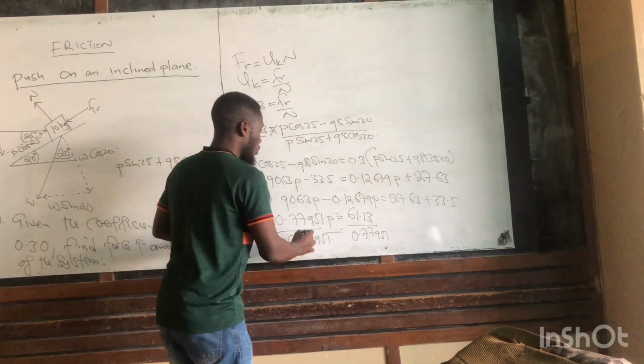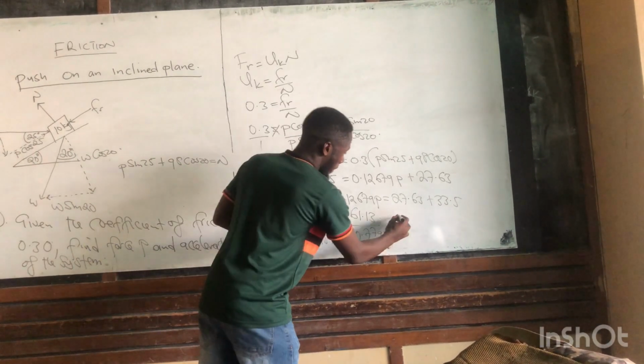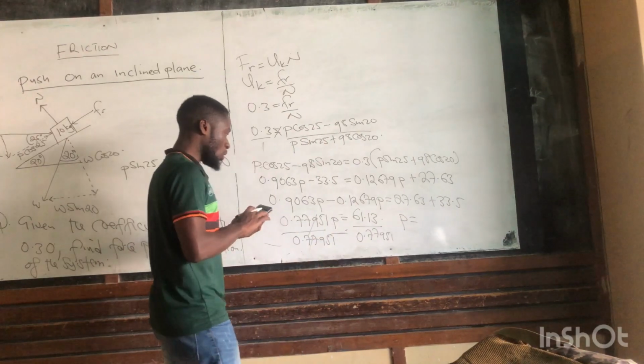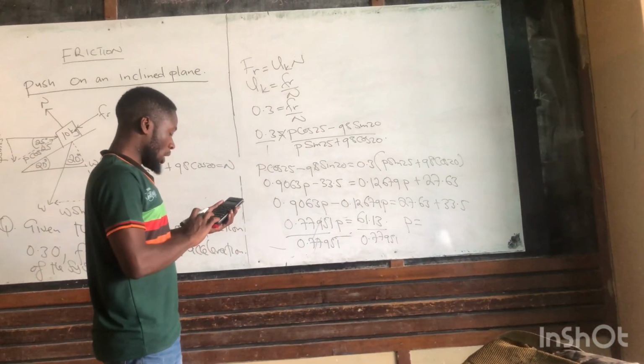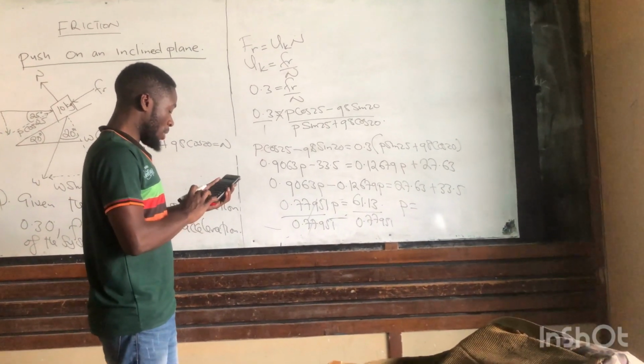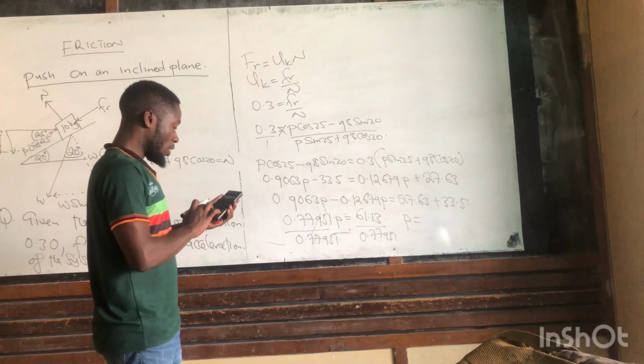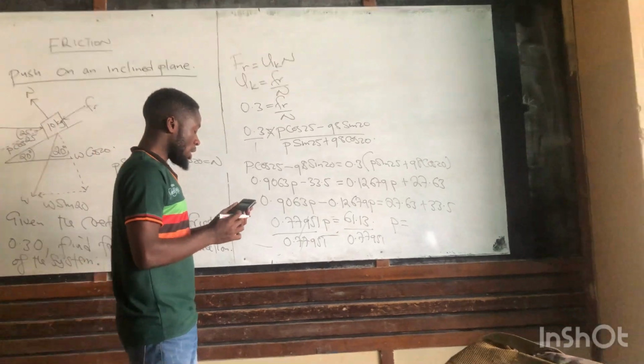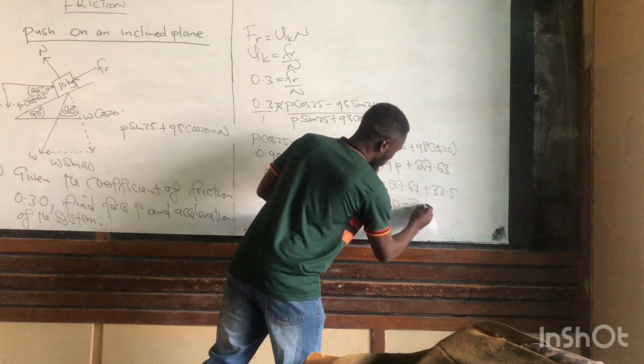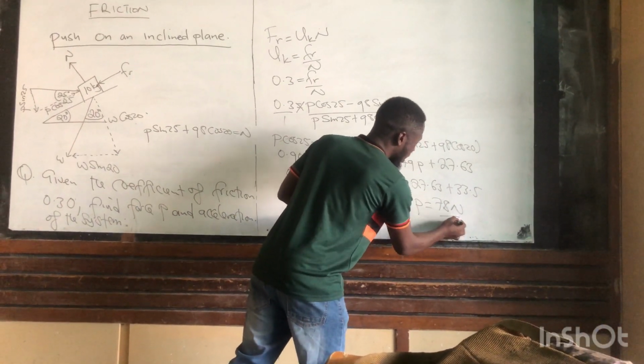So this and this will cancel. So P is equal to 61.13 divided by 0.77951. So the answer is 78 newtons.